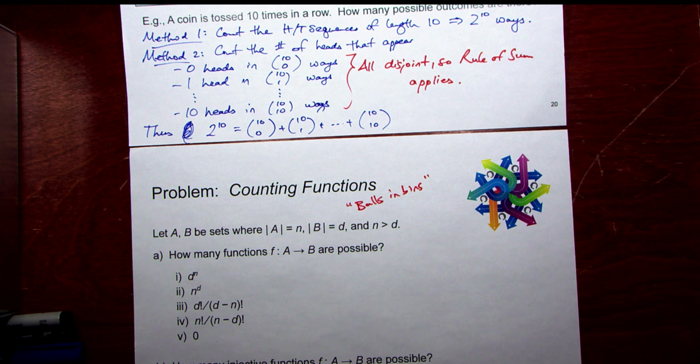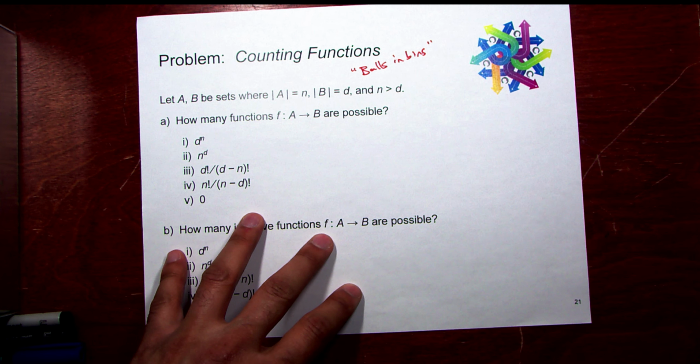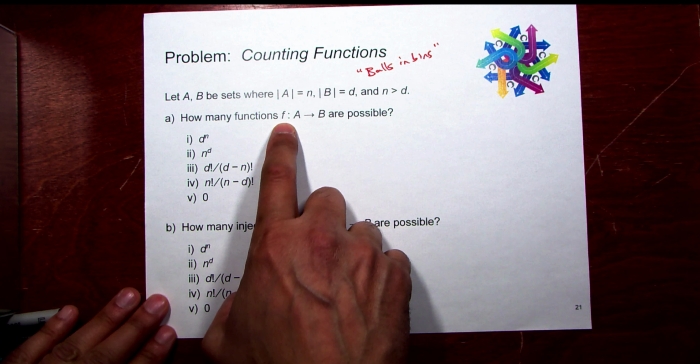So you're developing a function, and you can ask a bunch of different questions about the distribution, like how many ways are there of having balls where no bin has 2 balls, what's the average or the variance of how many balls are in each bin, and so on. You can ask a lot of interesting questions. It comes up a lot. Today we're just going to ask how many different functions are possible. First question is, how many functions from A to B are possible?